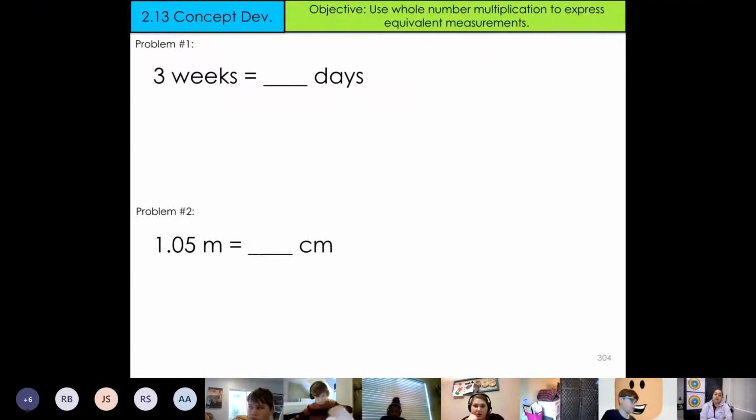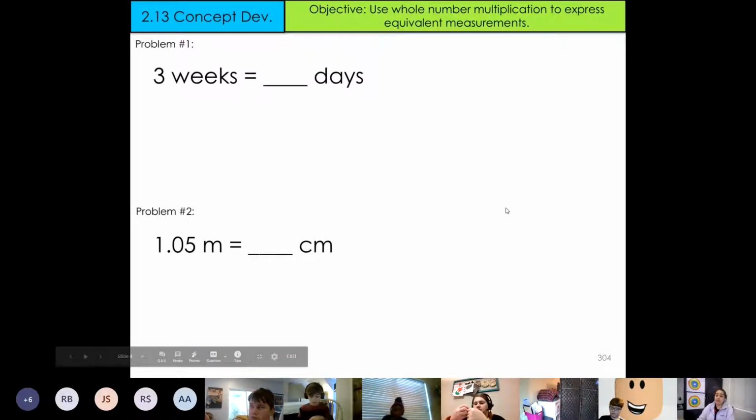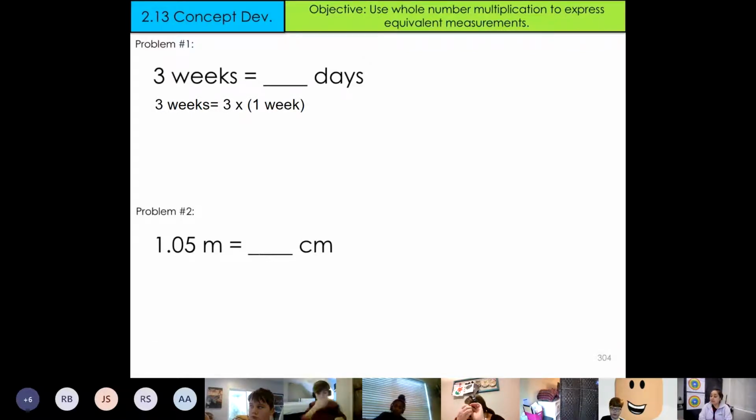All right, so for the first example, we have 3 weeks equals blank days, okay? So I want to know how many days are in 3 weeks. Well, the first thing I'm going to do is write down 3 weeks, and then I'm going to separate my unit from my number, okay? I'm going to separate my number and my unit. So I've got 3 times 1 week, because 3 weeks, the week part is just 1 week, right? But then you multiply that by 3 to get the 3 weeks. So I'm separating the number from the unit.